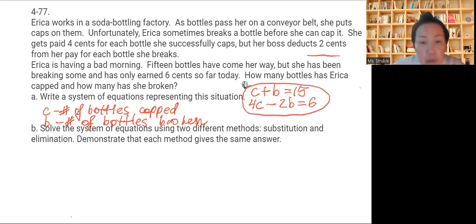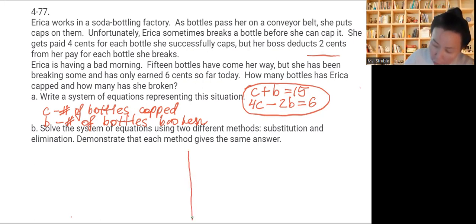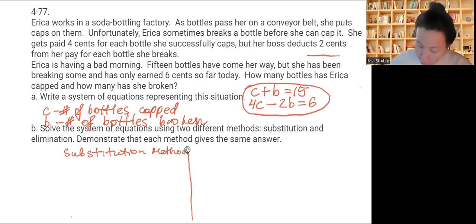Now let's move on to B. Solve the system of equations using two different methods, substitution and elimination. Demonstrate that each method gives the same answer. So we are going to divide this into two parts. We'll use this space for the substitution method, and this space for the elimination method. And we should get the same answer and demonstrate that each method gives the same answer.